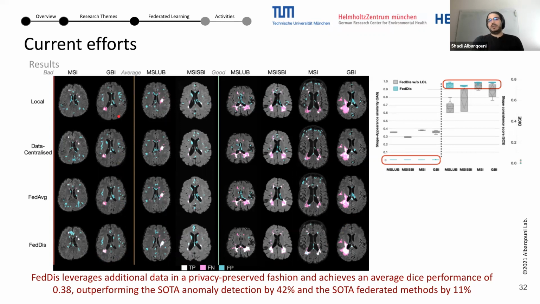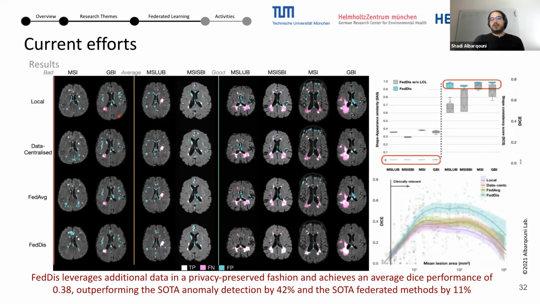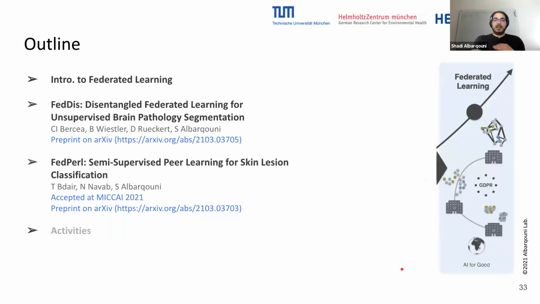To measure how good we are with respect to the lesion size, we plot this figure where most of the models perform quite well on big lesions. However, they simply failed on clinically insignificant ones, suggesting that a lot of work is required to improve the detection of small lesions. So far, we presented work on how we could utilize this knowledge, or this long-tail distribution in different clients, in an unsupervised fashion with zero annotation to do brain pathology segmentation.